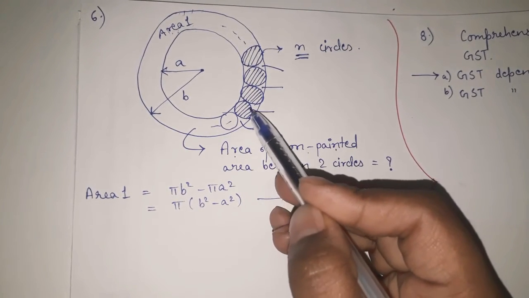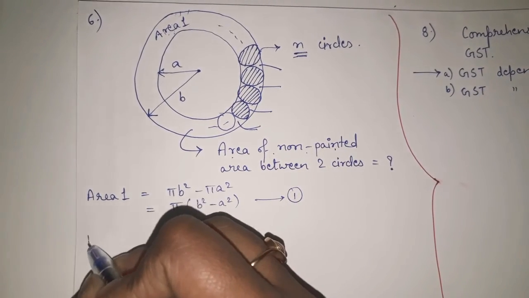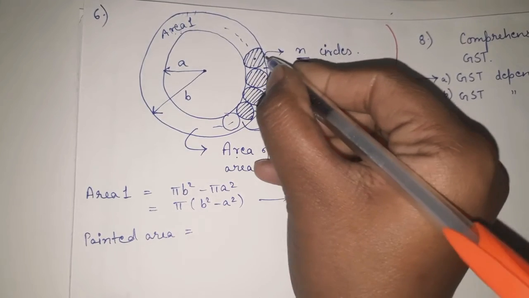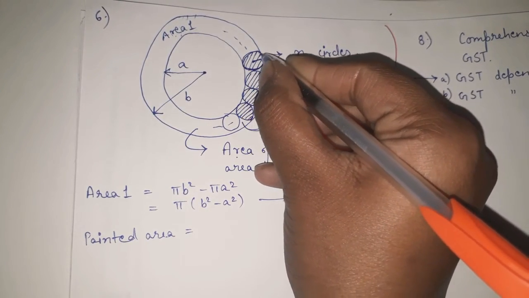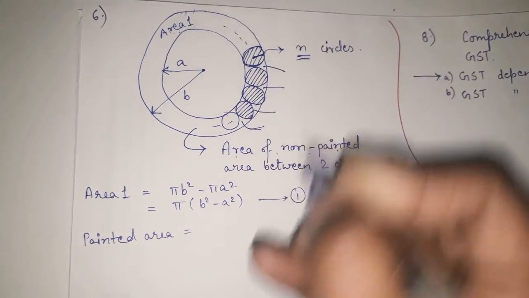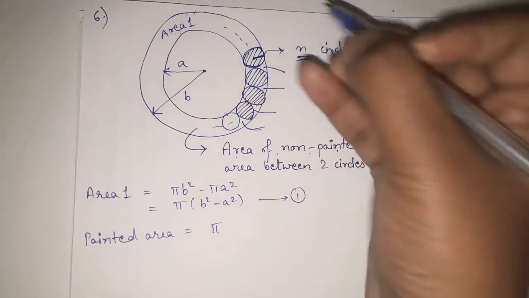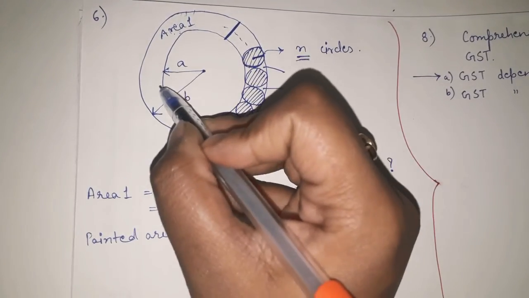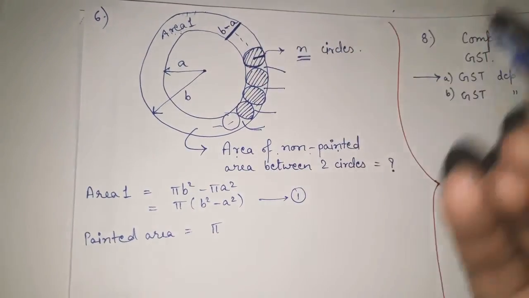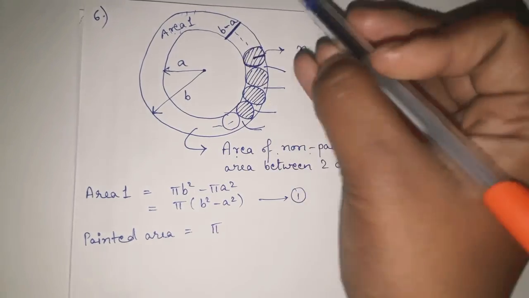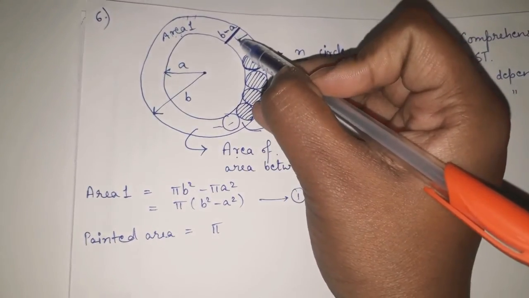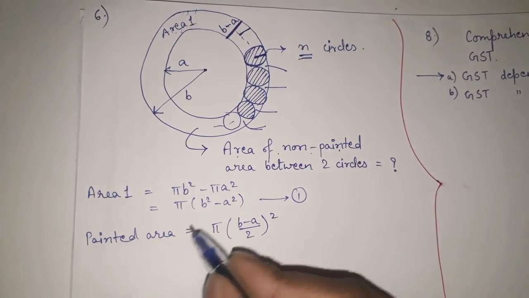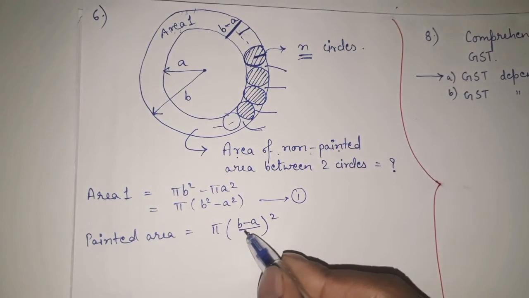Now they want us to find the non-painted area. But what I can do is first find the painted area. So painted area equals what? What will be the area of this one circle? The area will be pi r square. What will be the r in this case? This is total B, this is total A, so this length will be B minus A. If this whole line is B minus A, then half of this is the radius, so the radius will be (B minus A) divided by 2. So the area of this one circle is pi into ((B minus A) divided by 2) square.